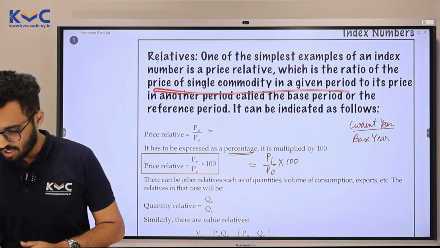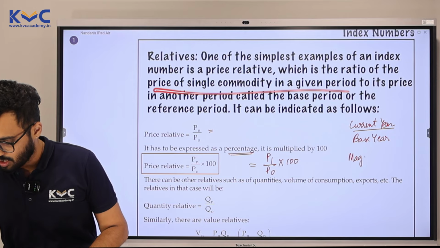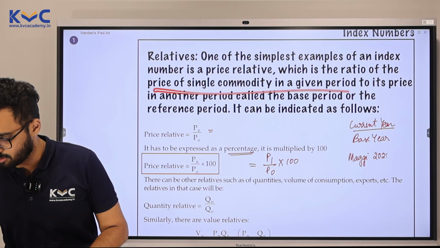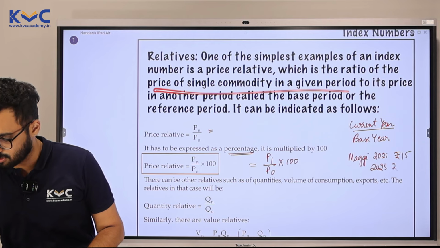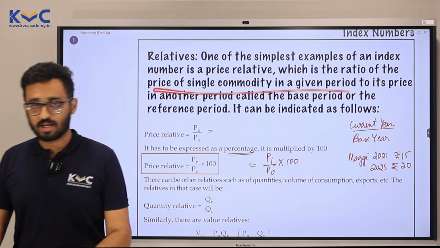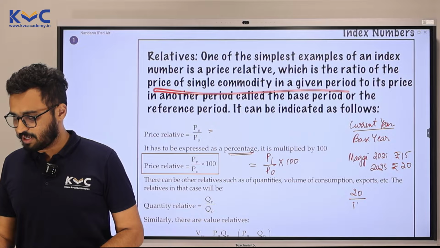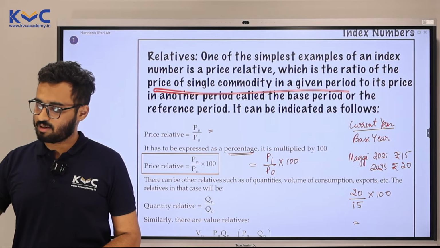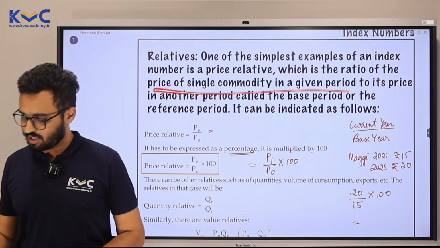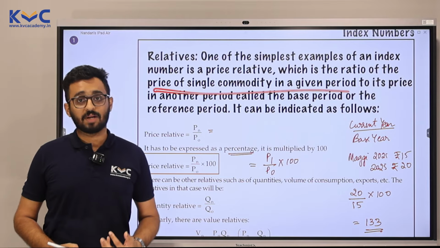Understood? So if the question is given as the price of Maggie in 2021 is rupees 15 and the price of Maggie in 2025 is rupees 20, calculate price relative. How will you do it? Current year price, so 20, divided by base year price, 15, into 100. So 20 divided by 15 into 100 is 133. Correct? So this is what we call price relative.